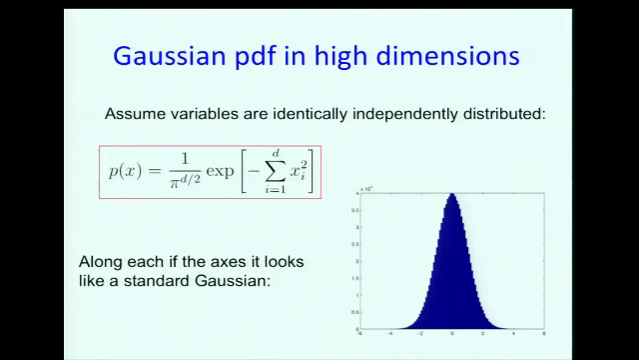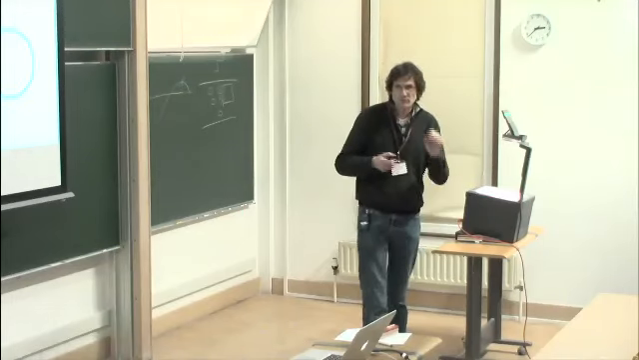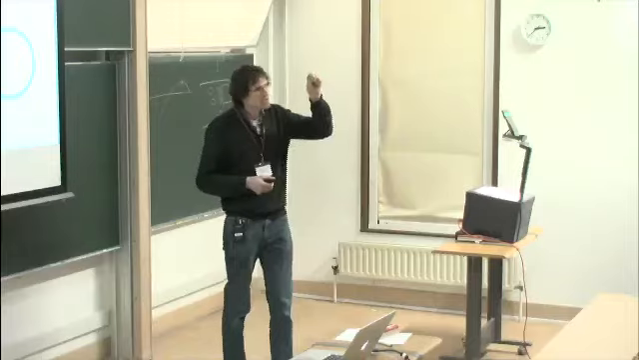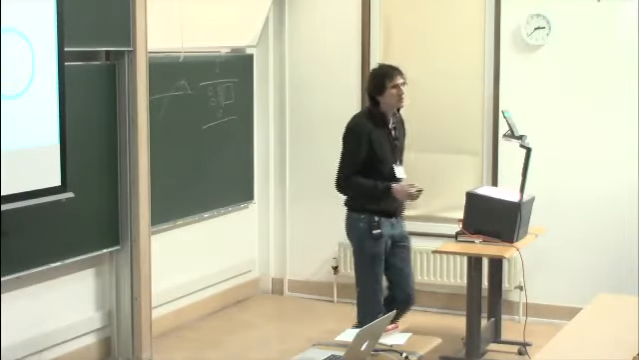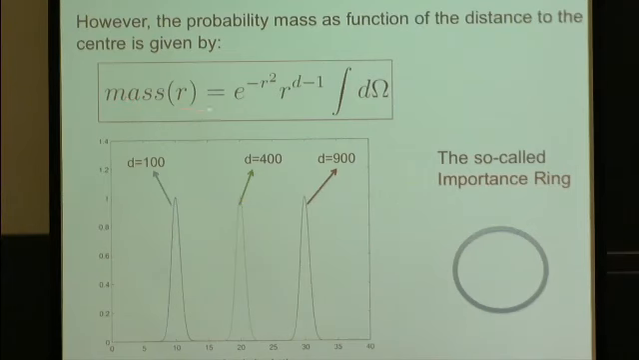Of course, along each axis, this is just a standard Gaussian, and nothing strange about it. But if we start thinking about these high dimensions, where is the probability mass of this Gaussian? We know that the probability density peaks in the center, at 0. But where is the probability mass? What we can do, for instance, is look at the probability mass as a function of the distance to the origin, r. If you do that calculation, you get this kind of dependence on r, and you have here the integral over all the angles in the high dimensional space.